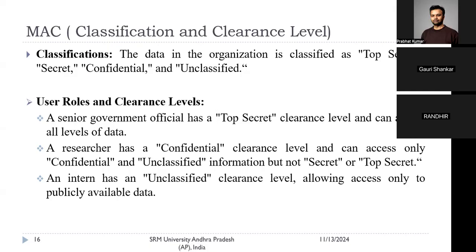So a senior government officer has the top secret clearance level and can access all levels of data. Similarly, a researcher can have confidential clearance level and can access confidential and unclassified information, but cannot access secret and top secret information. So the reverse is not true. Top secret can access all the information, but those below cannot. Like that, an intern has the unclassified clearance label. Any information which is general can be accessed by all users. There is no permission needed for unclassified type of information.